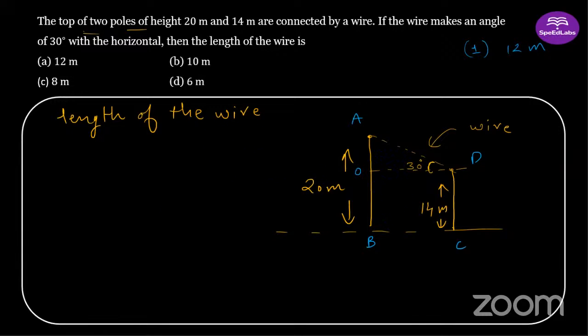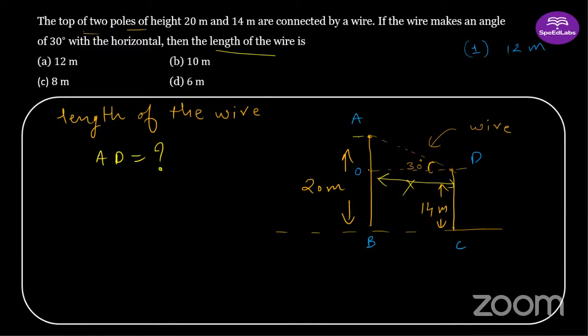Okay, let us see. They have given, we have two poles. One is 20 meter, the other is 14 meter, and the top of two poles are connected by wire. So this is our wire. They're asking us the length of wire, so definitely we need to find AD. Now the first thing that we should look for here is the right angle triangle. We only have one right angle triangle, and that is AOD. In this AOD, this particular hypotenuse is being asked to us.